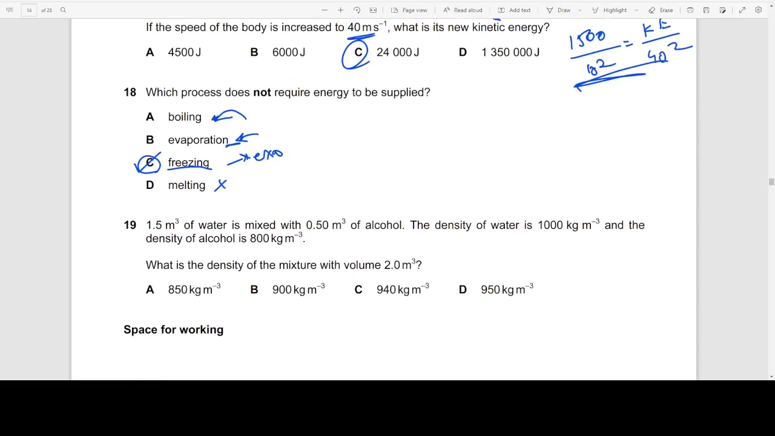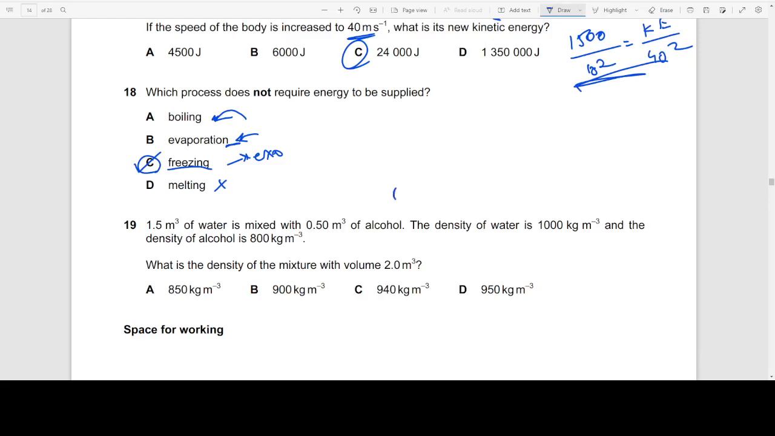1.5 meter cube of water is mixed with 0.5 meter cube of alcohol. The density of water is this, and the density of alcohol is 800. What is the density of the mixture with volume 2 meter cubes? Alright. So 1.5 meter cube of water is mixed with 0.5 meter cube of alcohol. The density of water is this. So we can just find the total mass first.